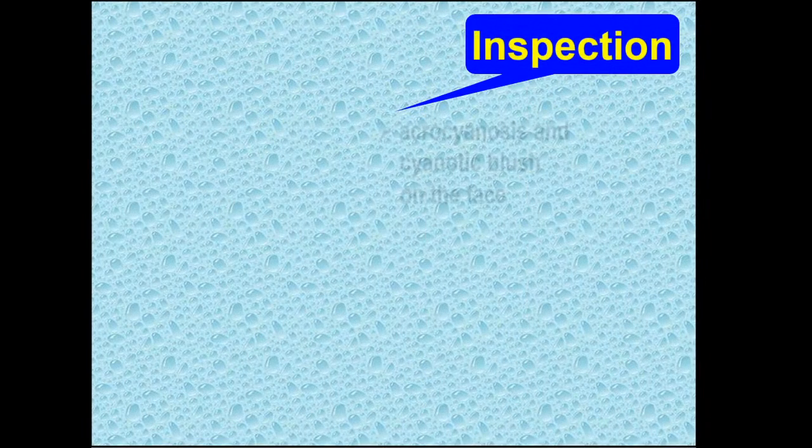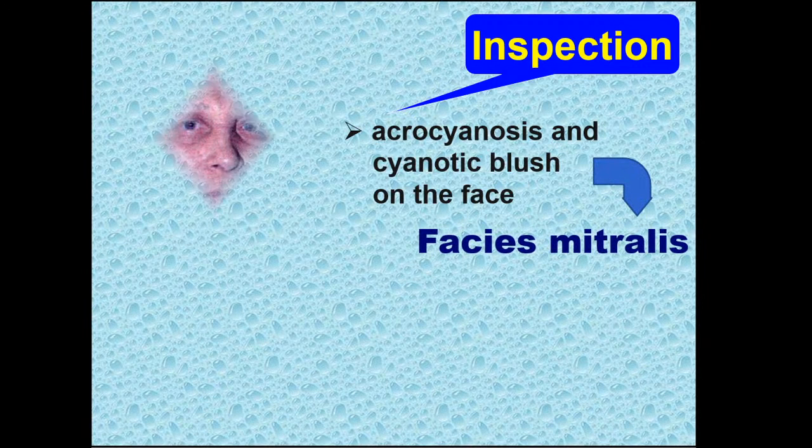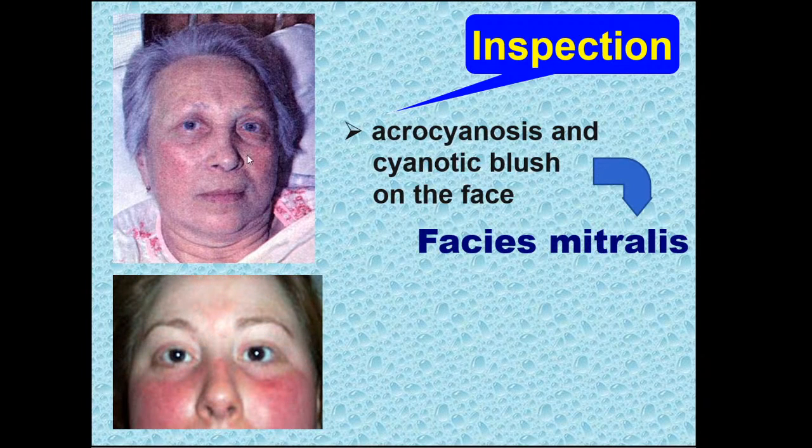On inspection, we can see specific acrocyanosis, which is a bluish color of the peripheral parts due to congestion of blood in the greater circulation, and a specific cyanotic bluish color on the face. Facies mitralis, bluish red coloration of the chest, which is typical of the mitral heart defect, which is named the red heart defect.